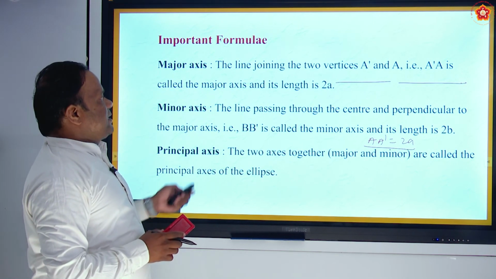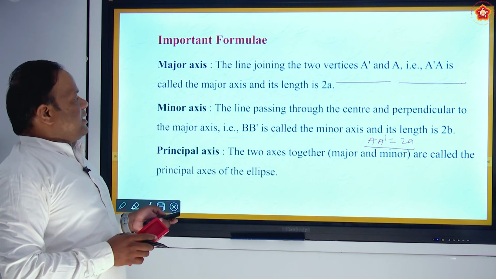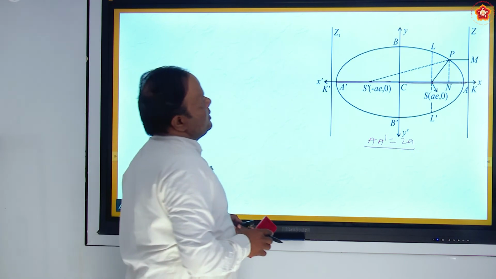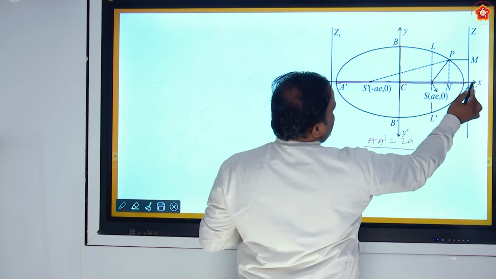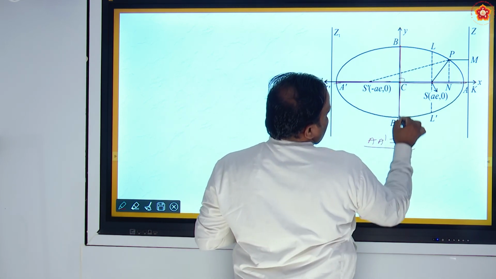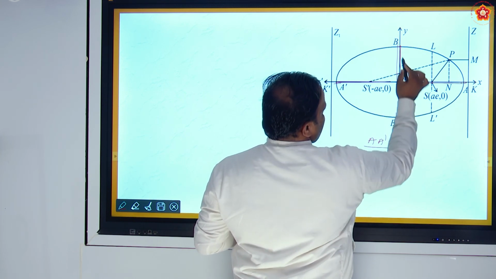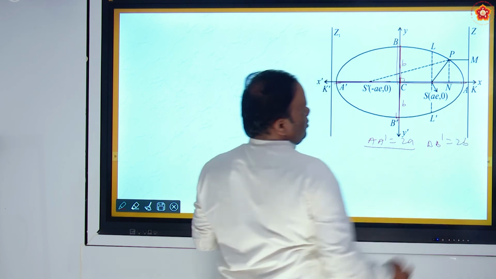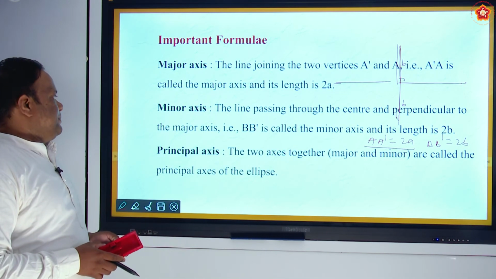minor axis. What is the minor axis? The line passing through the center and perpendicular to the major axis, B B dash, is called the minor axis. Its length is 2b. So observe here, the line passing through the center and perpendicular to A A dash means this line B B dash. This is B, this is B dash. The length of minor axis B B dash is how much? 2b. Length of minor axis is 2b.